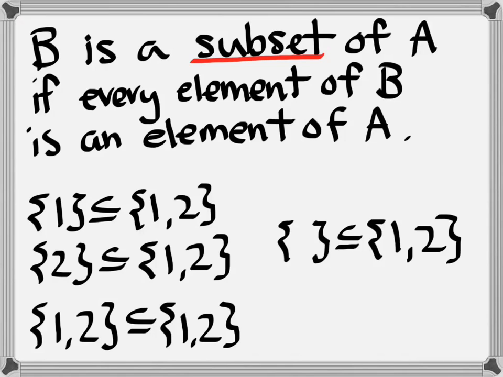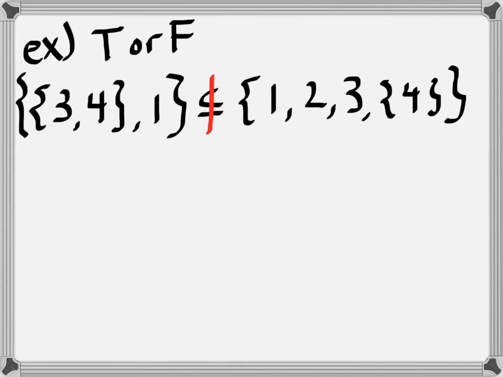Now we come to the empty set. The empty set is always a subset of any set, and that's because, by definition, every element on the left, well, if we look at the empty set, it has no elements. Therefore, every element in that set is also an element on the right.